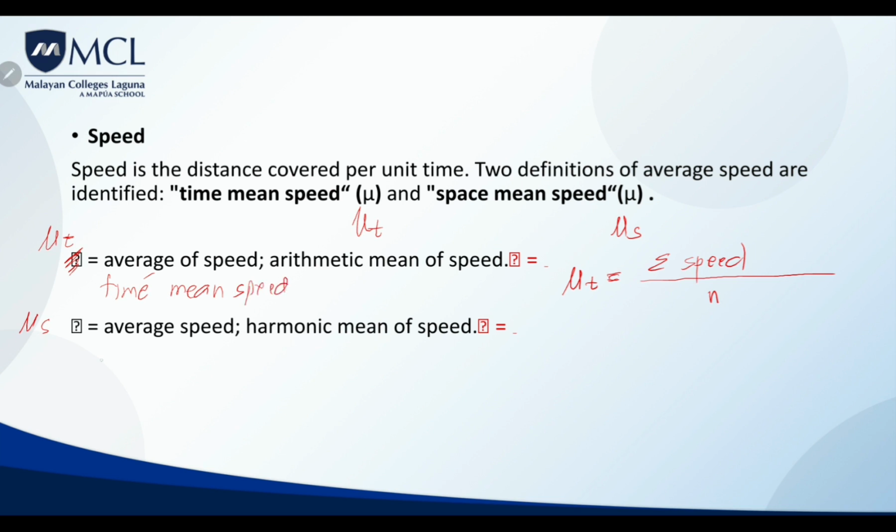Madami kasi siyang tawag, guys. So, para aware kayo kung ano-ano yung mga terms na ginagamit for them, nilagay ko na lahat.